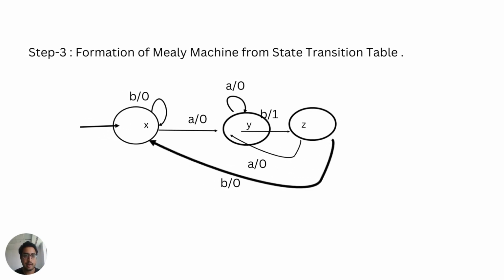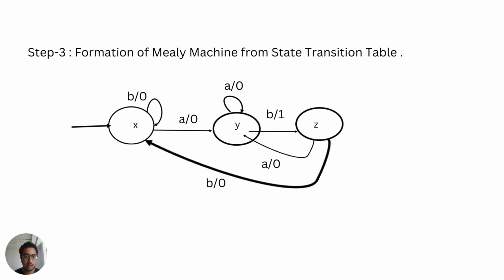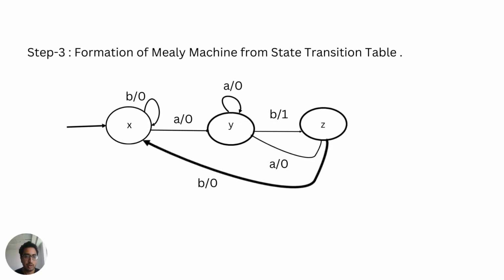So how do we convert from a Moore machine to a Mealy machine? Here is the transition table. We can see that in a Moore machine the output is inside the state, but here we can see that the output is outside. If we take input B in state X, its output will be 0. Similarly, if we take input A in state X, its output will be 0 and it will go to state Y.